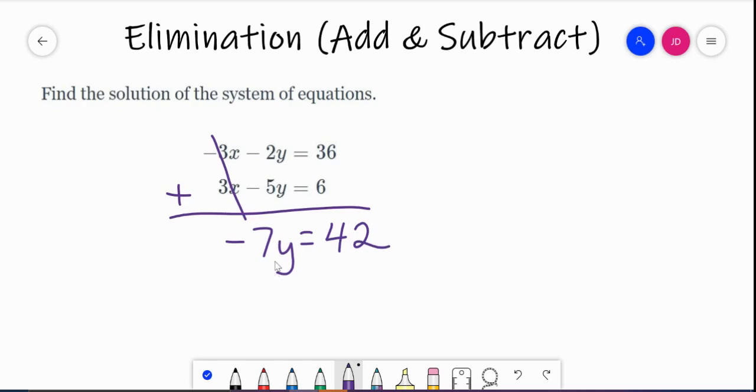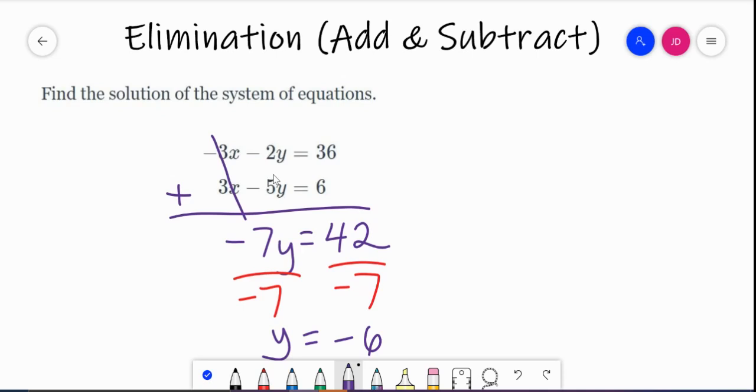And now what I can do is solve for y using the one-step equations, right? So we can just divide both sides by negative 7. And my y is negative 6. So I know the y value in my system is going to be negative 6.